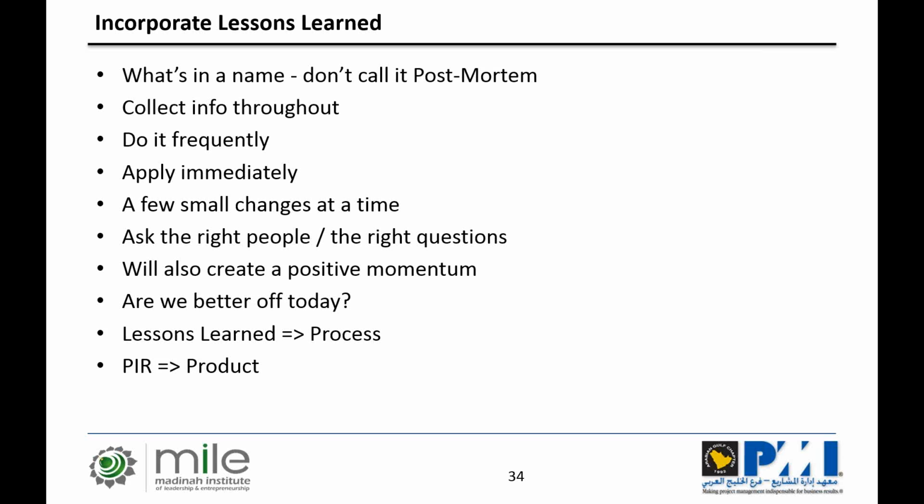Right? Collect information throughout the project. Do lessons learned frequently. Really, in Agile, they do it at the end of every iteration. Do it at the end of every milestone. We gotta have time to do it, because the lessons learned are not about big things that we will incorporate in the future. These are about small things that we can incorporate in real time. Apply them immediately. Some small changes, not a few big changes, just some small changes. It will help create momentum.